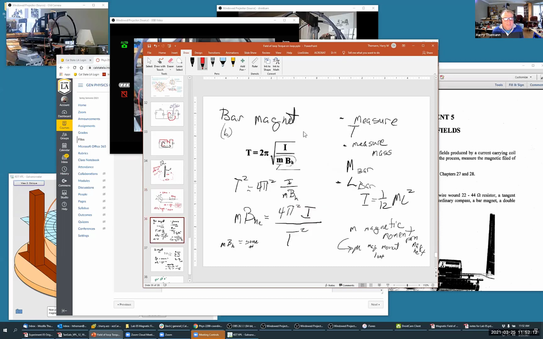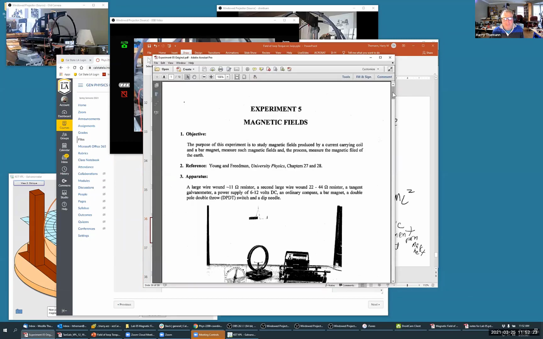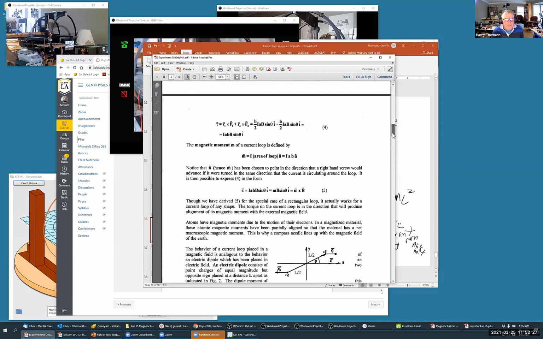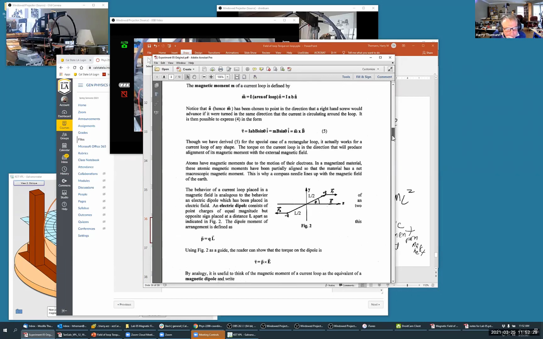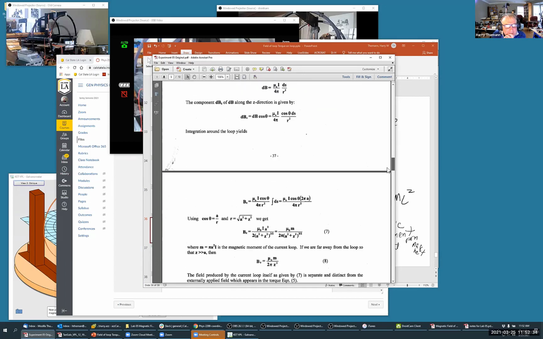It says here, right. So there's a derivation in your manual, and I'm going to go through this only because you probably need to know this for a lecture. And let's see, where is it?